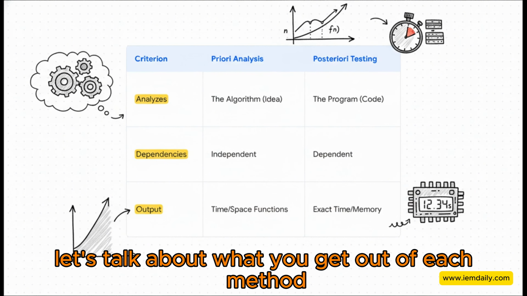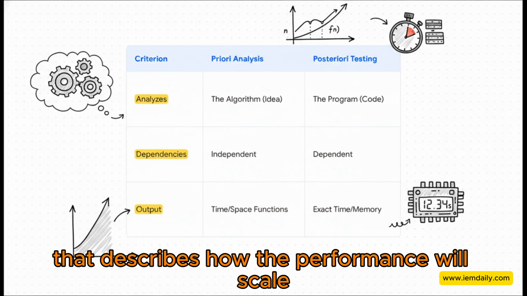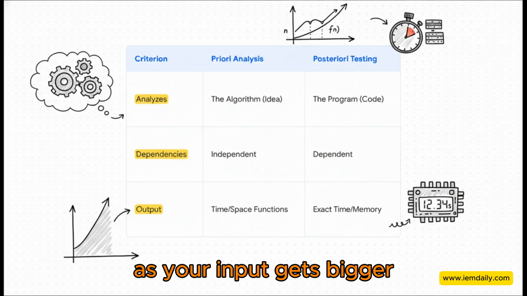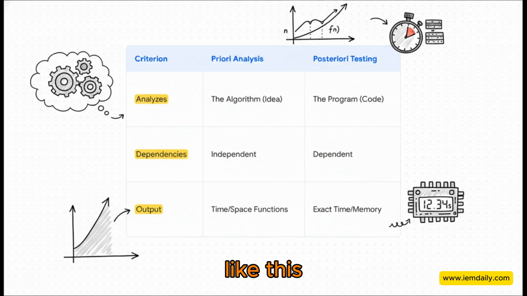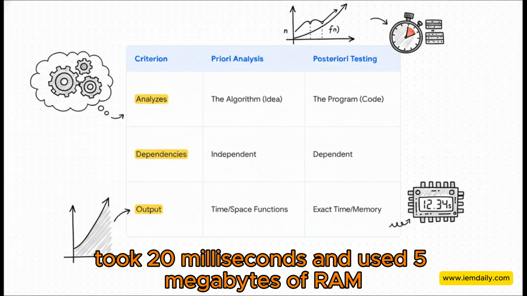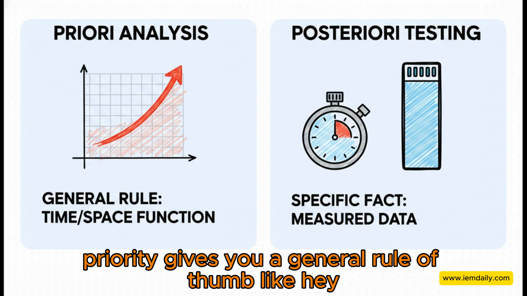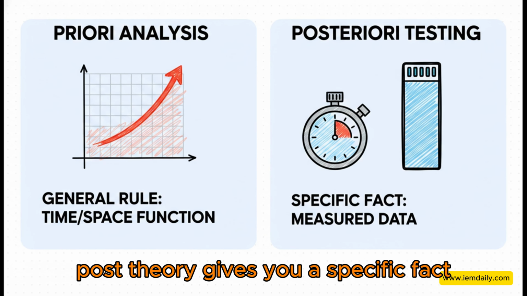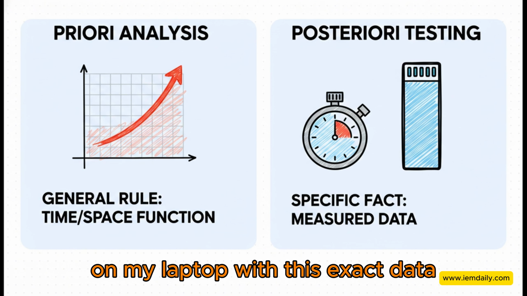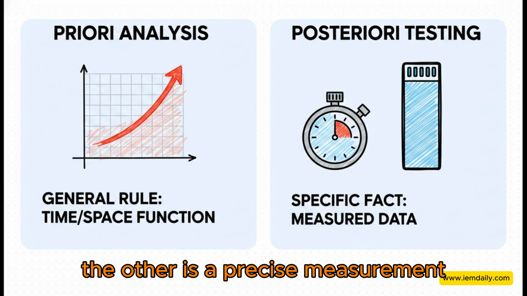And finally, let's talk about what you get out of each method. Priori analysis doesn't give you a hard number. It gives you a function, an approximation that describes how the performance will scale as your input gets bigger. Posteriori testing, on the other hand, gives you exact numbers, like this took 20 milliseconds and used 5 megabytes of RAM. So a good way to think about it is like this. Priori gives you a general rule of thumb, like, hey, this algorithm's performance grows at a certain rate. Posteriori gives you a specific fact. On my laptop, with this exact data, it took 15 milliseconds. One is a broad principle, the other is a precise measurement.